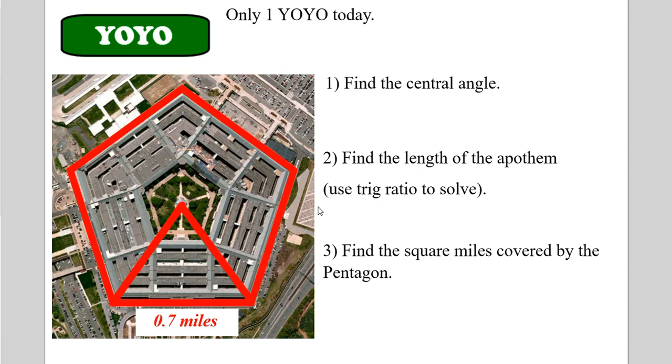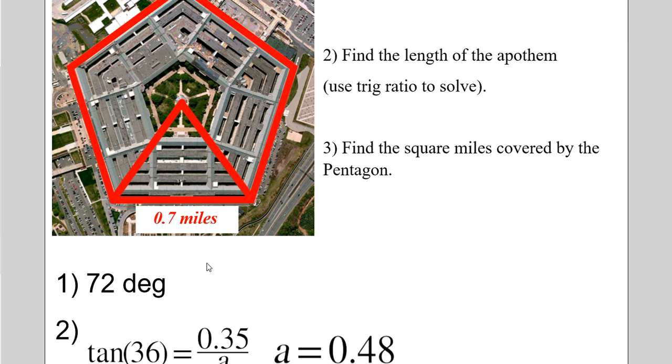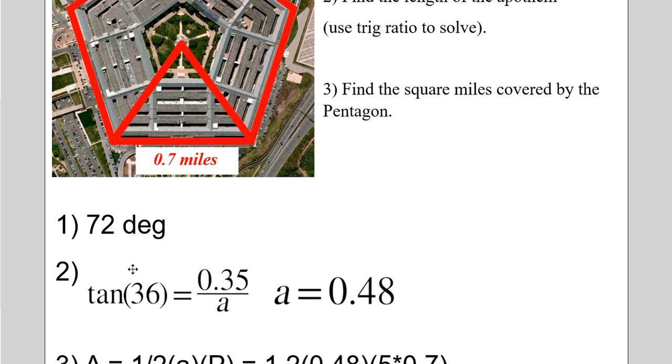Okay, let's go over it. First thing I asked you to do is find the central angle. That'd be 360 divided by 5. We've done that before. It's 72 degrees. Find the length of the apothem. When you set it up, it'll be tangent of 36 is equal to 0.35 over a. A then will be 0.35 divided by the tangent of 36, which is about a 1/2 mile. So from the center to the edge is about a 1/2 mile.